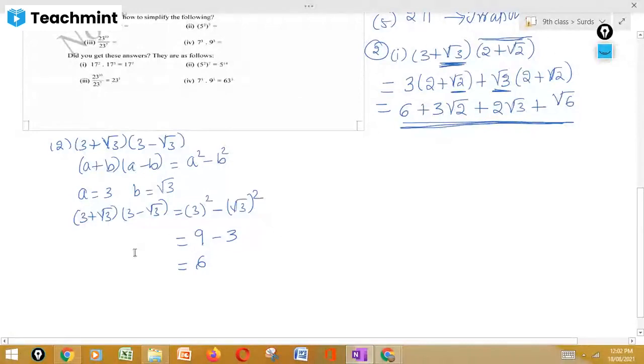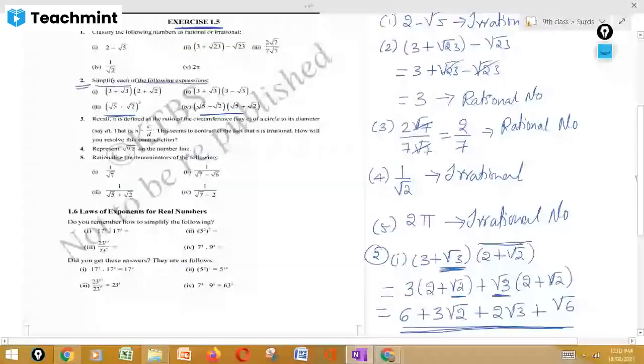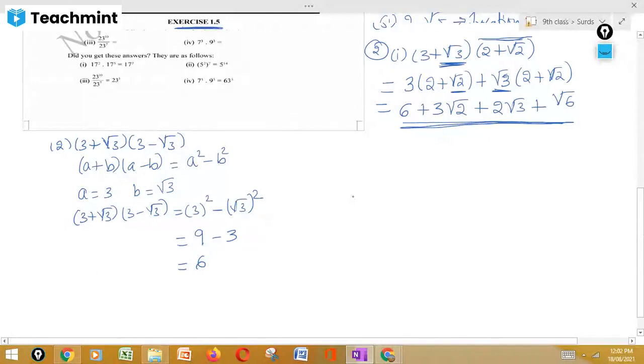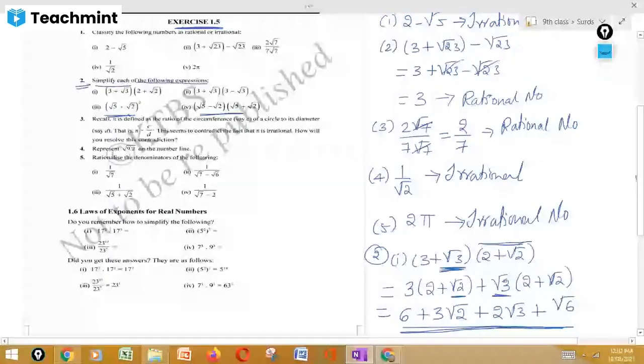Have you understood this part? Yes, sir. Then I'm going to solve this third one, and you are going to do this one at home. Again, it is the form of A plus B into A minus B, that is the fourth one. So just see what we have got in the third example.